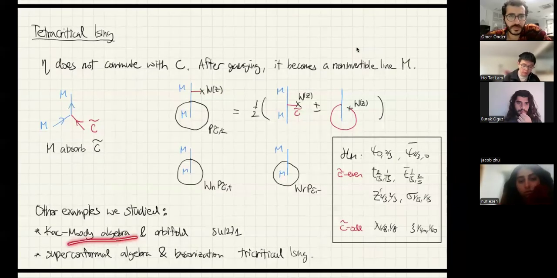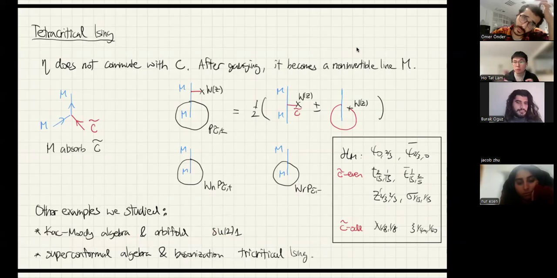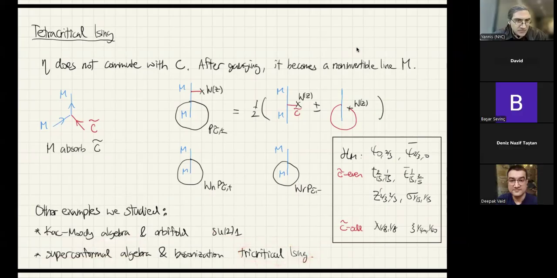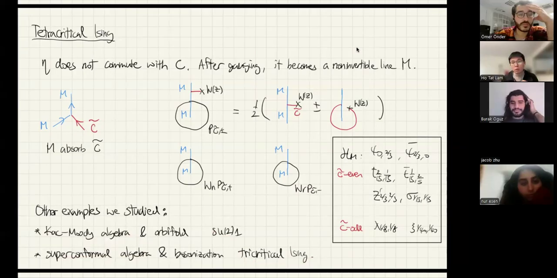that you can consider, for example, Kac-Moody algebras, and then you gauge them. So for example, if you start with SU(2) level 1 and gauge it, you get some compact boson theories. In that case, you also have some chiral tube algebras built out of non-local SU(2) currents. You can also consider superconformal algebras, which are fermionic theories, and what happens under bosonization. For example, the tricritical Ising model is a bosonization of a superconformal field theory. In that case, you also have some non-local supercurrents and you can use them to build some super chiral tube algebras. So these are some other examples that we also worked out.